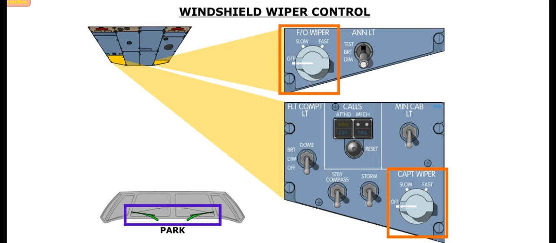Each windshield wiper is controlled by an associated rotary selector that has three positions: off, slow, and fast. These selectors are located on either side of the overhead control panel. When off is selected, the wiper automatically parks. The fast and slow positions control the speed of the associated wiper. Fast will cause the associated windshield wiper to cycle 130 times per minute, whereas the slow position will result in 80 times per minute.